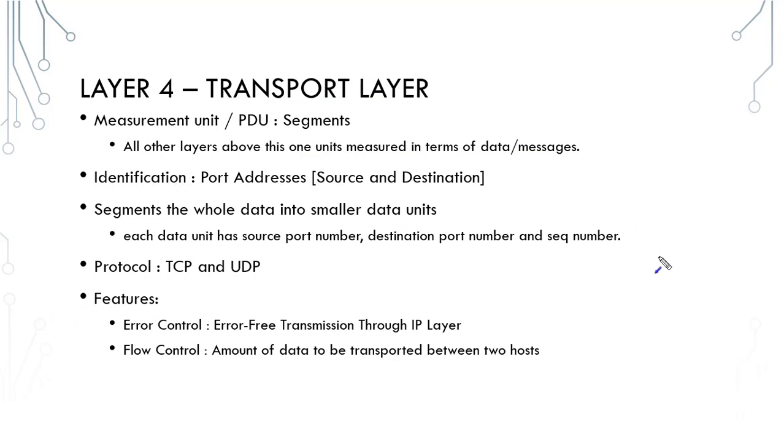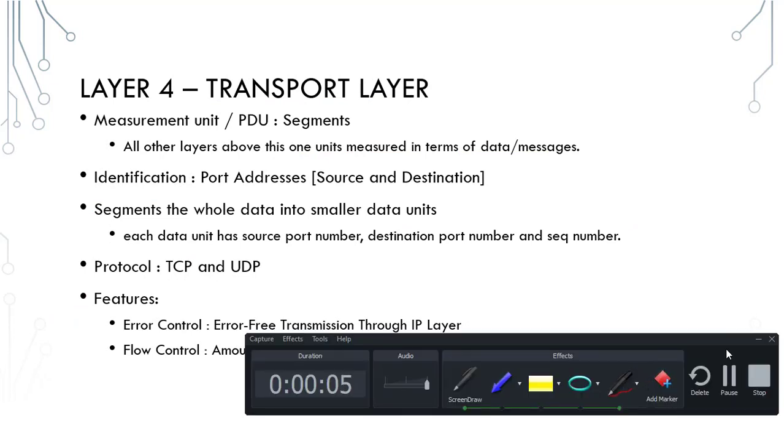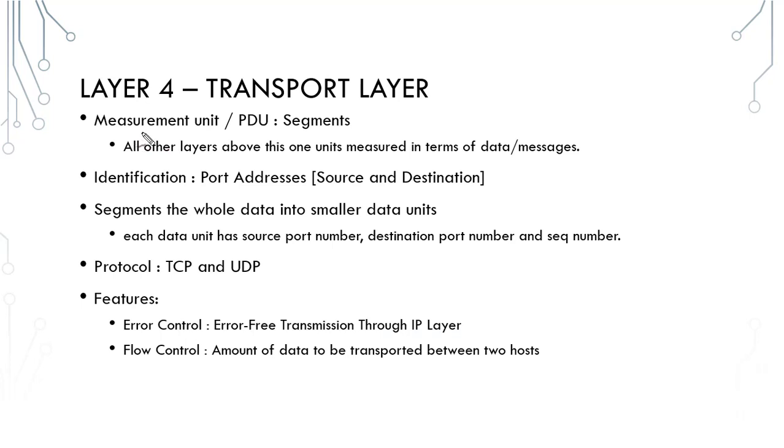Now let's move towards the transport layer. The measurement unit or protocol data unit at the transport layer is called segments. What it means is that segments means partitions. It takes the data from upper layers and partitions them into units, or we may call them data units. Just like before, like we discussed with MAC addresses and IP addresses, this layer also has port addresses, and it contains, just like before, source and destination addresses. Okay, so no need to be confused about it.